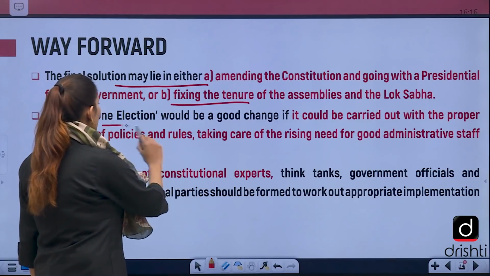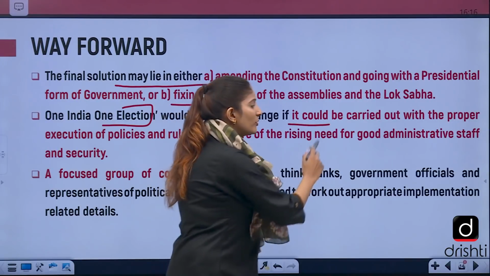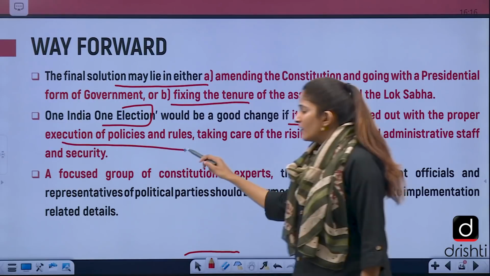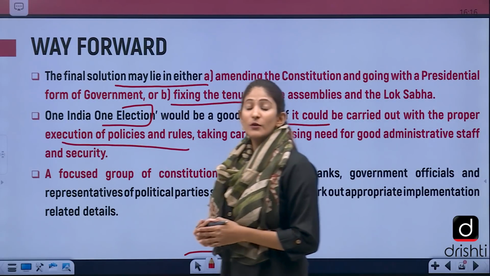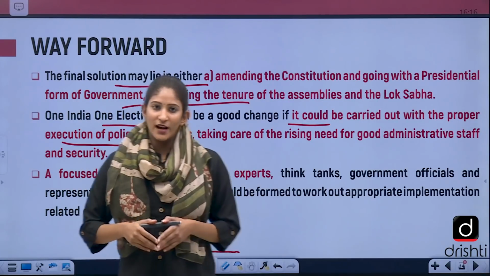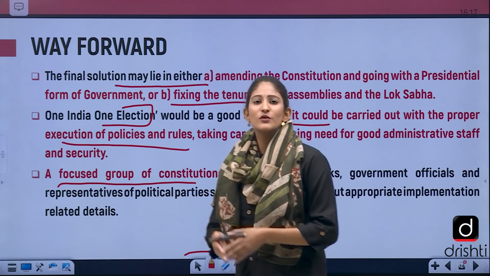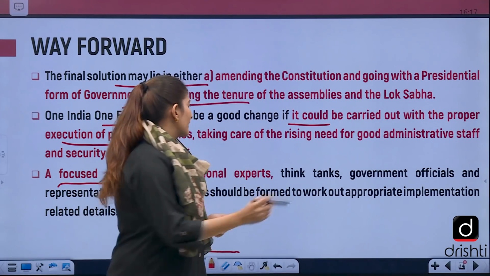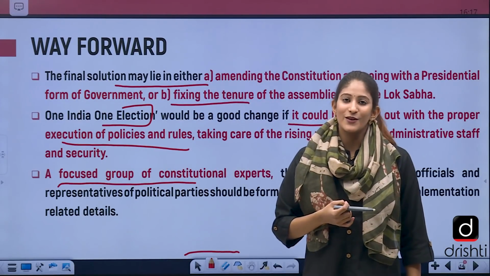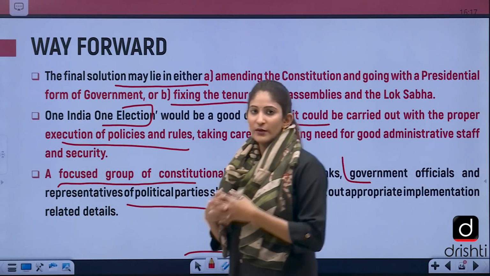Second, one nation, one election will be a good change, but only if it can be carried out with proper rules and execution of proper policies, taking into account the growing and aspiring needs of a good administrative culture and system. Also, a focused group of constitutional experts, think tanks, government officials, and representatives of political parties, of course, they are the stakeholders. These need to come together and talk about the way forward.